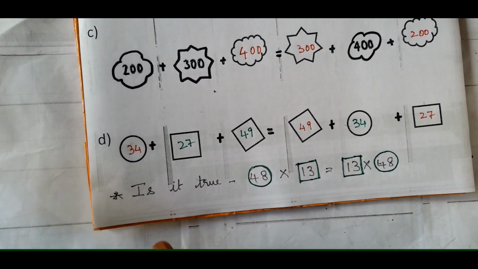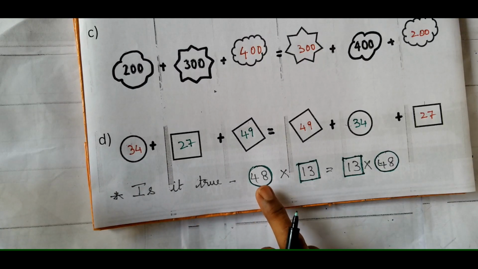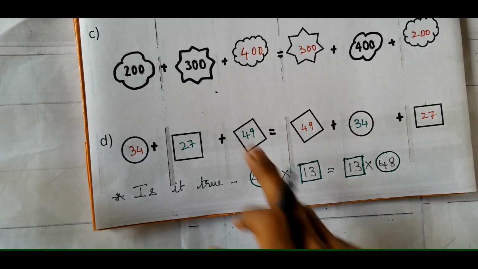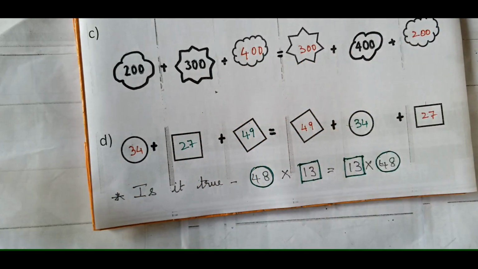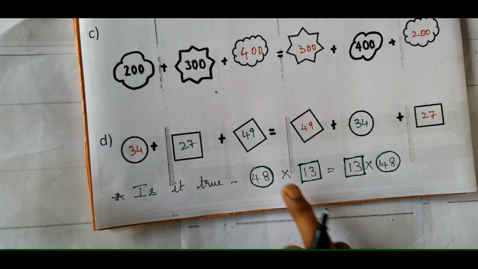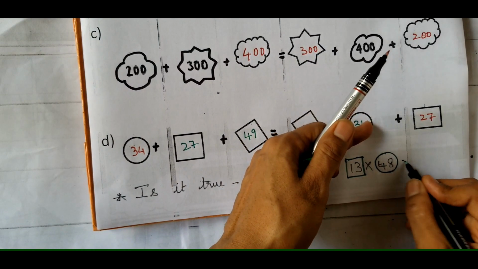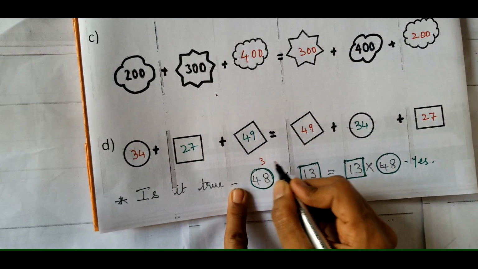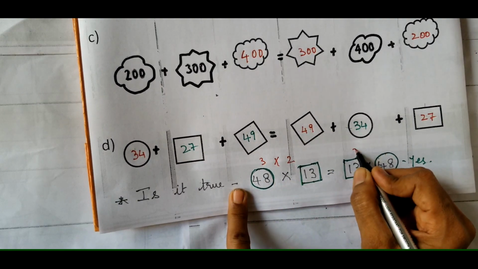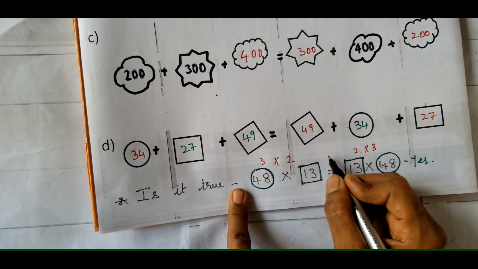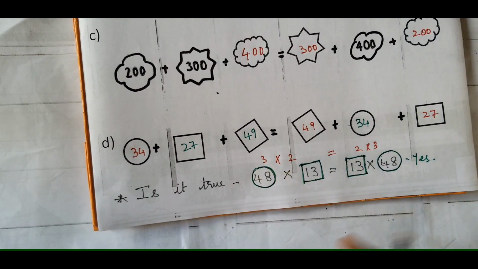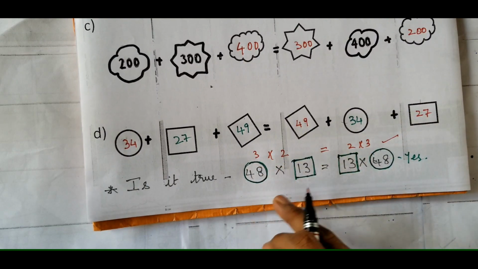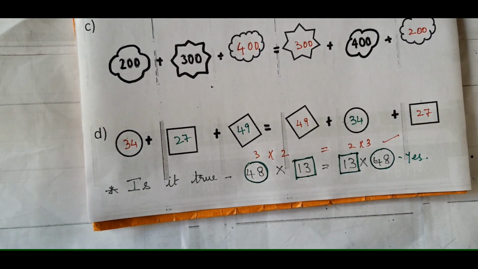Here you can see one more statement. Is it true? It is written 48 into 13 equal to 13 into 48. Till now you had been using plus sign. Now they both are equal? Yes. Example. Are they same? 3 into 2 and 2 into 3? Yes, they are same. Both are 6. So, this statement is true.